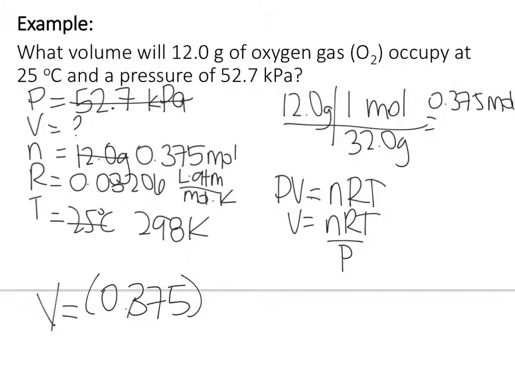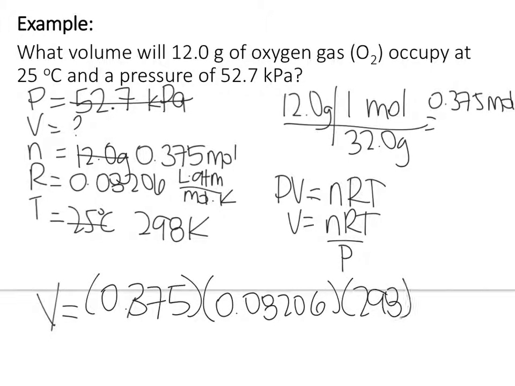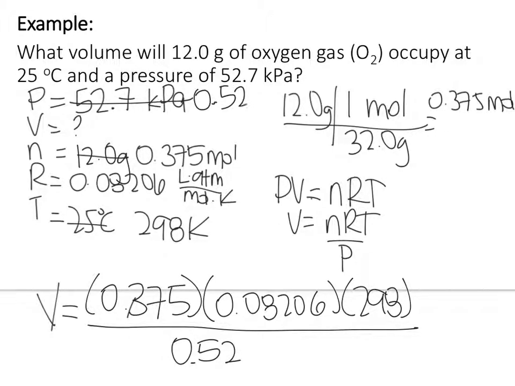0.375 times 0.08206 times 298 divided by 0.52. Sorry guys, totally forgot to write that. No, I think I actually deleted it. Whatever. That gets you 17.64 liters. There you go. That's ideal gas law. Yay.